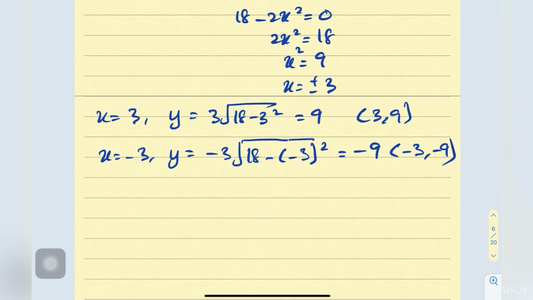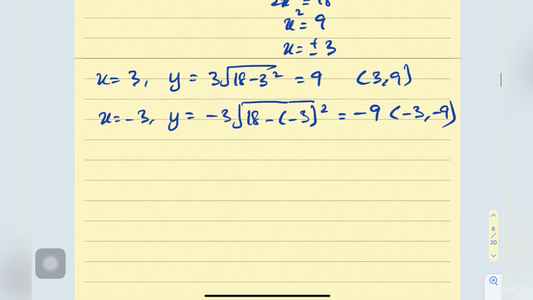Okay, so to identify whether this one is maximum or minimum, you have to differentiate another time. But this one is quite long, so I leave it for you to try yourself.